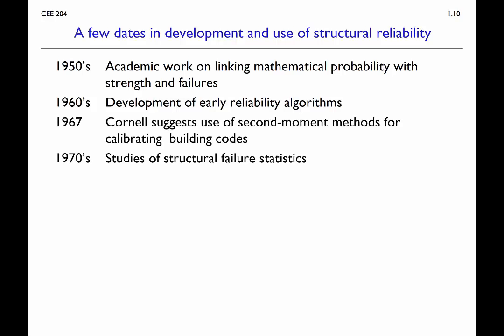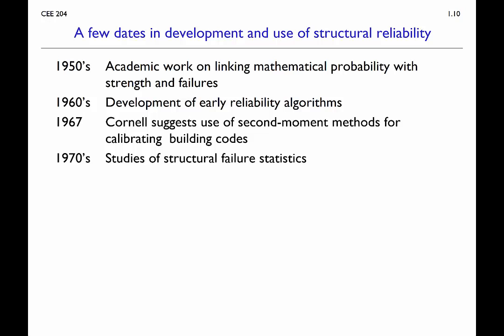And then really importantly, in 1967, Alan Cornell, who we'll talk about a lot through this class, wrote a seminal paper arguing that we could use one of these algorithms, particularly the second moment method algorithm we'll talk about later, which is a way of getting at these structural reliabilities, to calibrate building codes. So this was a transition away from a pure factor of safety type calculation to saying, why don't we build these building codes so that they're achieving some target level of reliability? There were a number of advantages relative to past strategies that made this a really compelling argument.